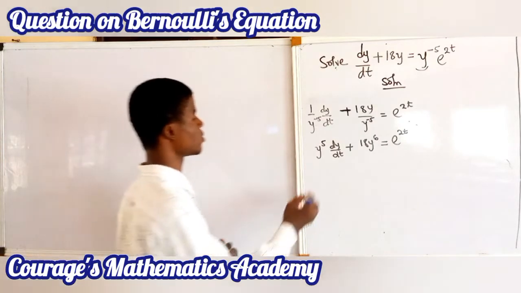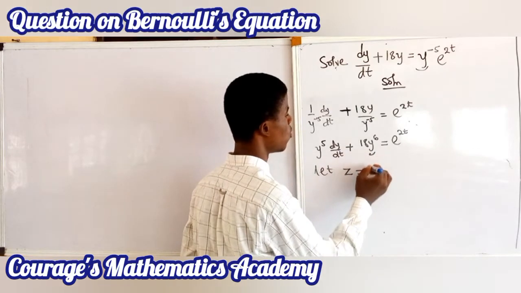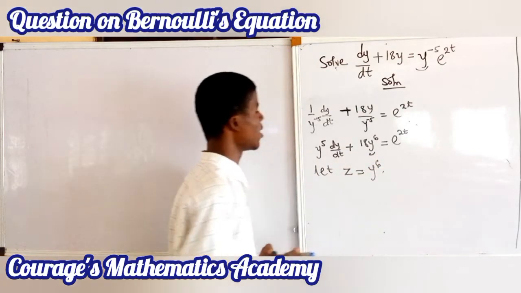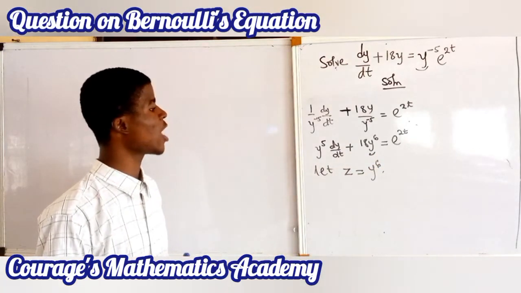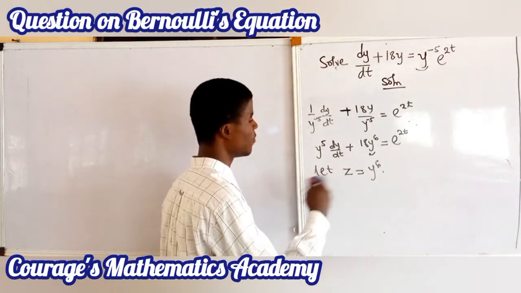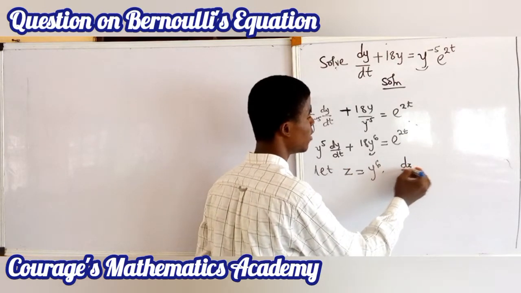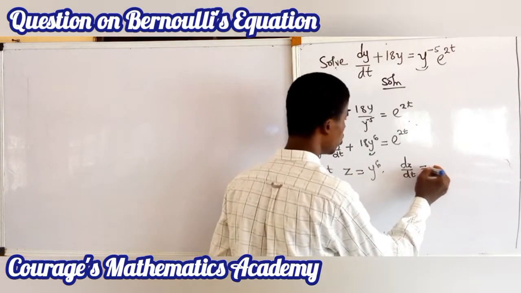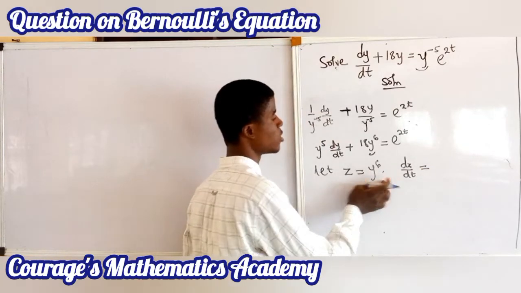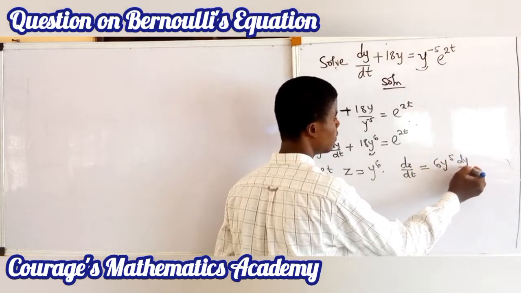Now, the second step is to say, let z be equal to y to the power of 6. And then, we will differentiate both sides of this equation with respect to t. So, if I differentiate z, I'm going to get 1. So, that's 1 dz over dt is equal to, differentiate y to the power of 6, we're going to have 6y to the power of 5 dy over dt.